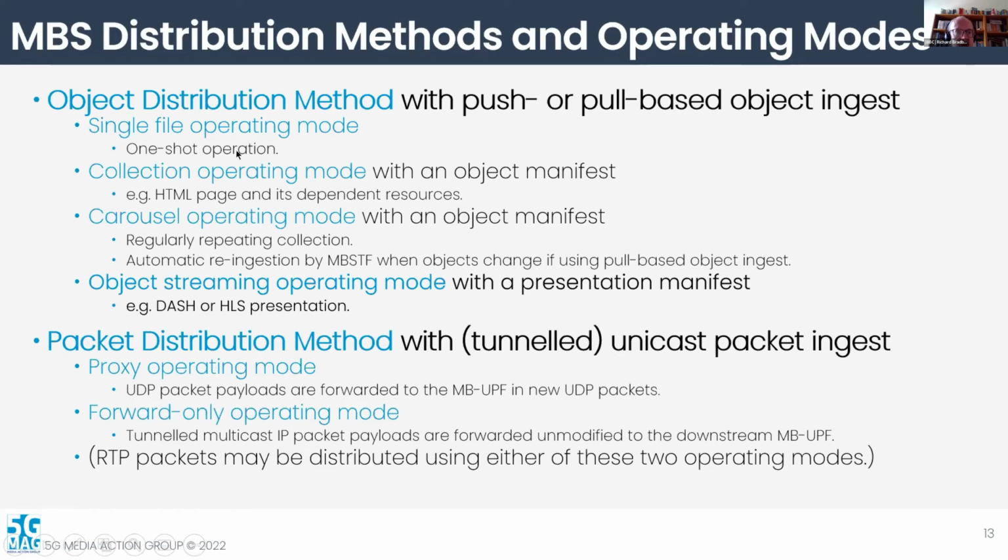One, just a single one-shot file that you send, and that's particularly suited to that push-based model, because then you manage the complexity outside the MBSDF. There's a collection that you can define with a manifest. So that could be, for example, an HTML page and some images that go with it, style sheets, JavaScript libraries, whatever you want to send.